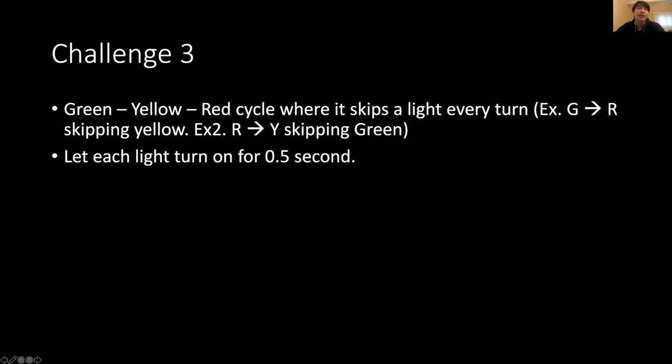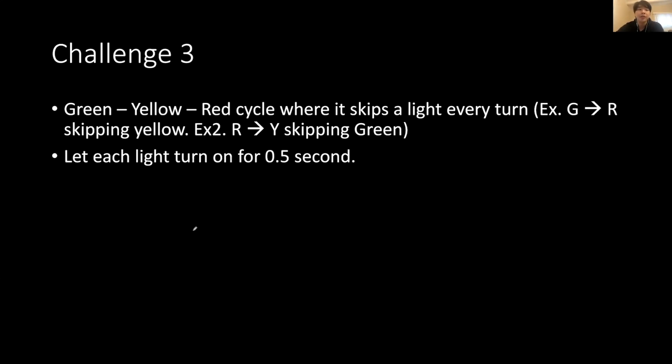So your challenge is this: you have green, yellow, red light cycle in a traffic light, right? But can you make it so that it skips a light every turn? So for example, if it was green, it skips yellow and goes to red. And if it's red, it skips green, goes to yellow. And let each light be 0.5 seconds on, 0.5 seconds off, so that you can see it pretty quick. When you're done, come back to check the solution.